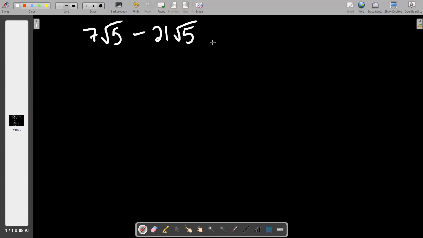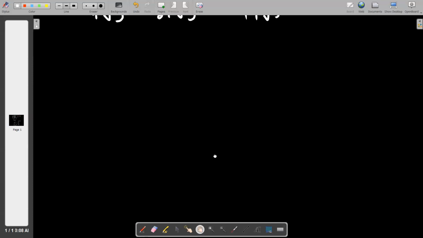First off, can we do this problem? Yes, we can, because the root 5s are the same. And it is going to be negative 14 root 5. Right. We clear? Hopefully clearer than mud. Let's take a look now at this.